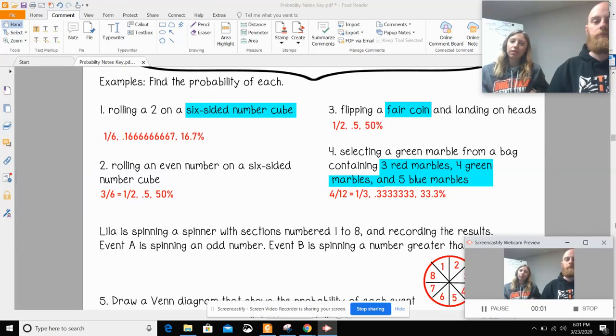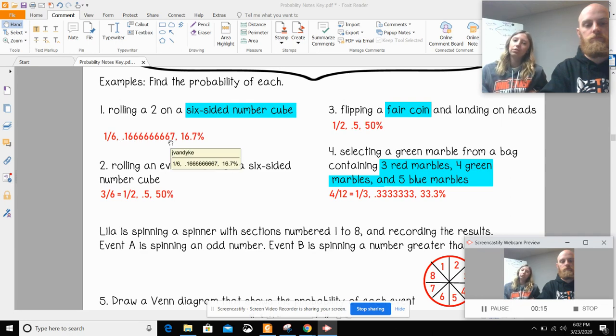Okay, so for example 1, you're rolling a 2 on a 6-sided number cube. So there's only one possible way you can get a 2. So therefore it's 1 out of 6, or as a decimal, it's 0.166666 repeating, which converts to 16.7%.